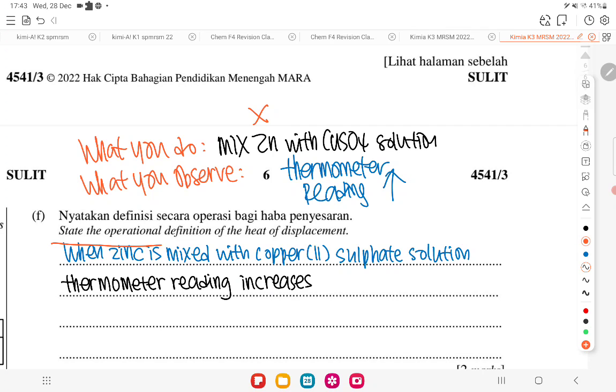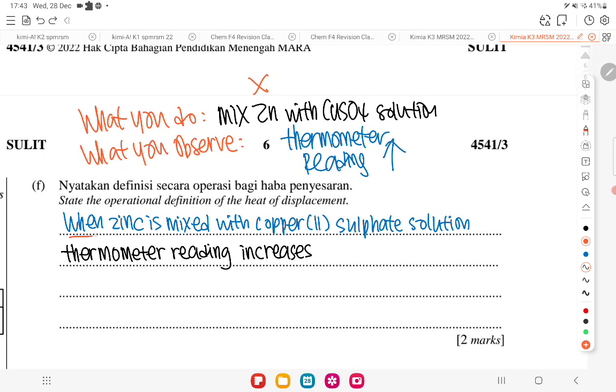Then you just combine together. So what is the operational definition? What I do: when zinc is mixed with copper 2 sulfate solution. Mr. Martin, if I don't want to write zinc, can I write X? When X is mixed with copper 2 sulfate solution, yes, no problem. When zinc or metal X is mixed with copper 2 sulfate solution, I can see thermometer reading increases. If you write this, you get 2 marks. So focus on what you do and what you observe. That is how you get a good mark for operational definition.